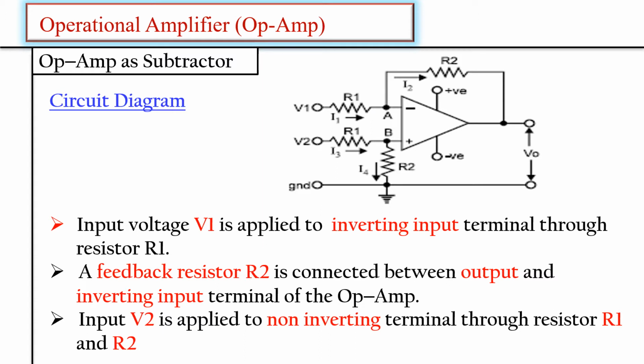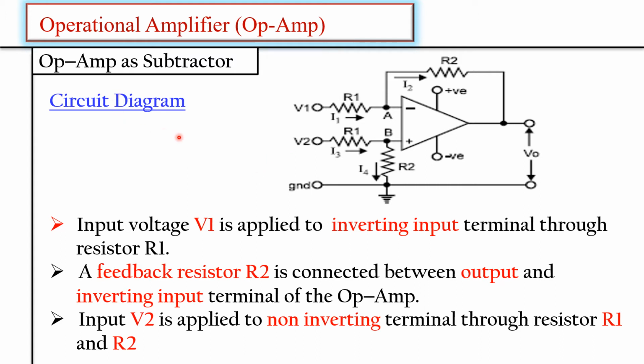So op-amp as subtractor. Student, in the exam the question may come for 3 marks or 4 marks: draw the circuit diagram of op-amp as subtractor and write the expression for the output voltage. You have to draw the circuit diagram and derive the expression for output voltage.